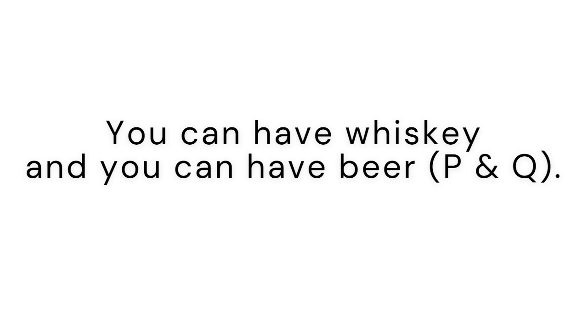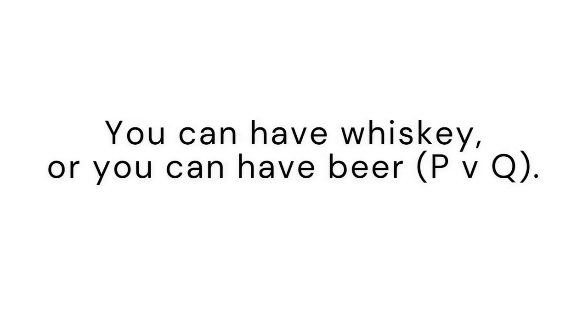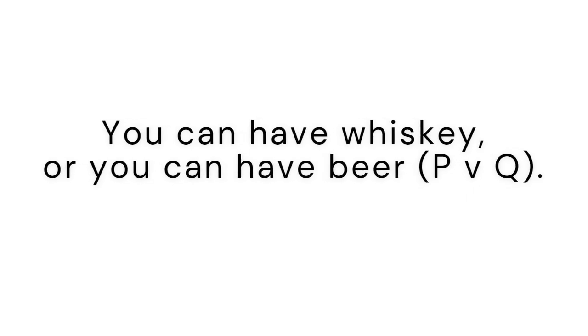Another way we can connect them is with the disjunction. You can have whiskey or you can have beer, P or Q. An important note, we use the inclusive or in propositional logic. So, when I say you can have whiskey or you can have beer, you can choose one, you can choose the other, or you can have both.